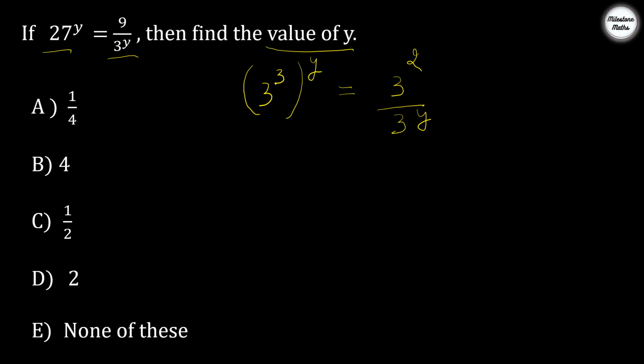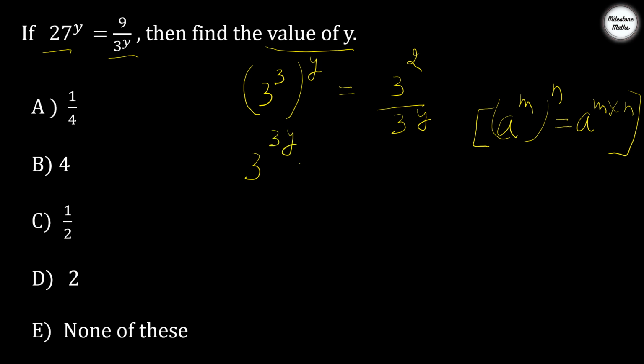Our first main thing is to make the bases same. Whichever law you are using, you have to mention it here. a raised to power m whole raised to power n gives a raised to power m into n. So the same law you can use here, that is a raised to power m into n, so 3 into y. And here you are using the law a raised to power m divided by a raised to power n equals a raised to power m minus n. Here the bases are same, 3 and 3, so you can write 3 raised to power m minus n, that means 2 minus y.